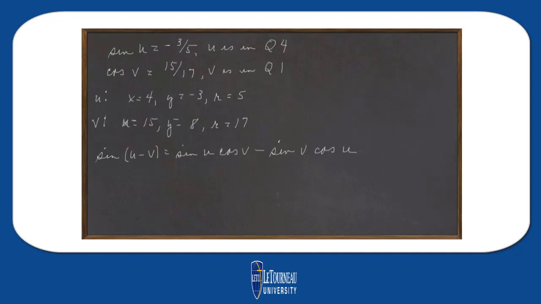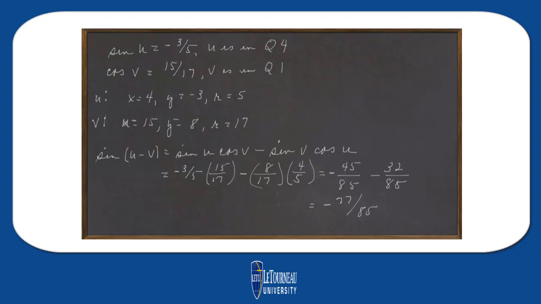So the sine of u minus v will be the sine of u times the cosine of v minus the sine of v times the cosine of u. And being very careful with our arithmetic, minus 45 over 85 minus 32 over 85, or minus 77 over 85. So you will notice there that we do have a negative number and it's less than 1. If it had come out greater than 1, we would have had a real problem.